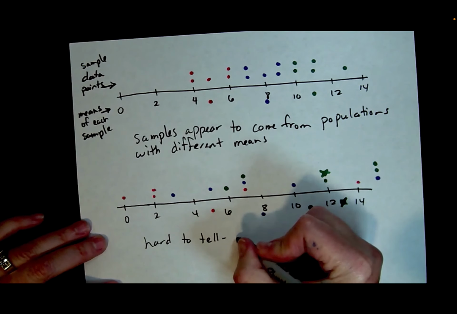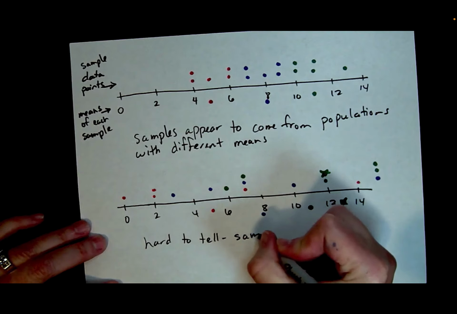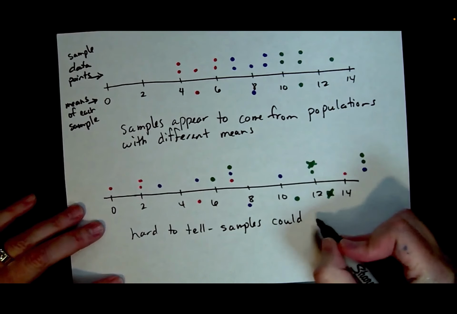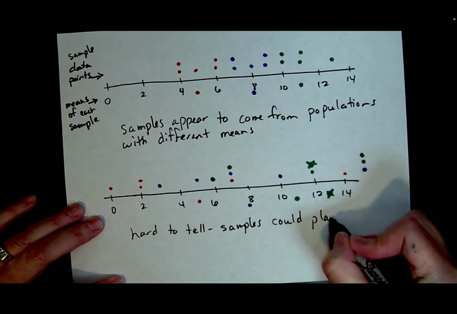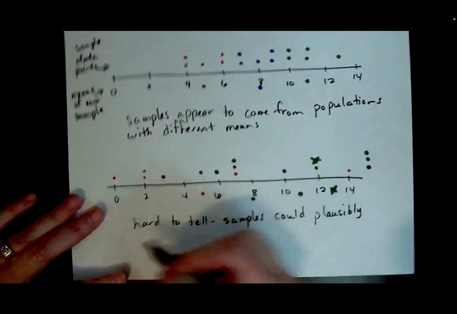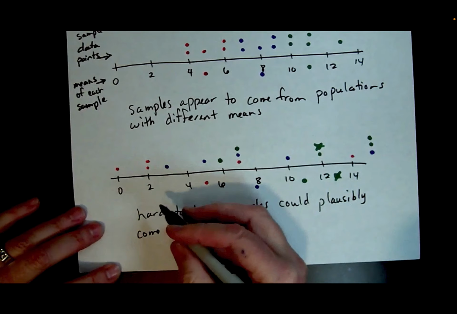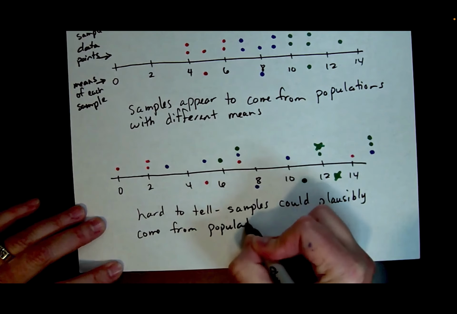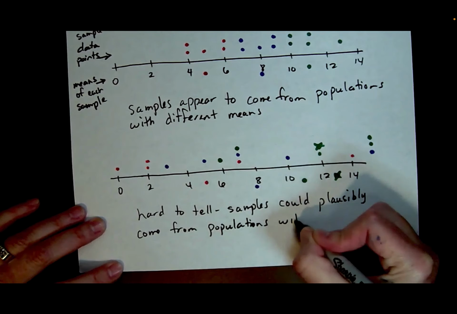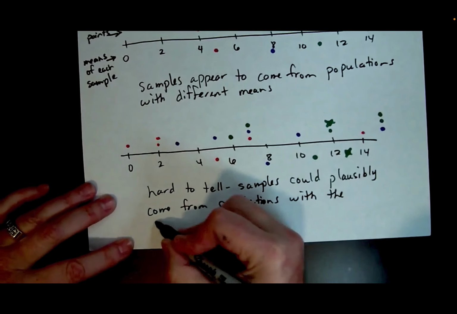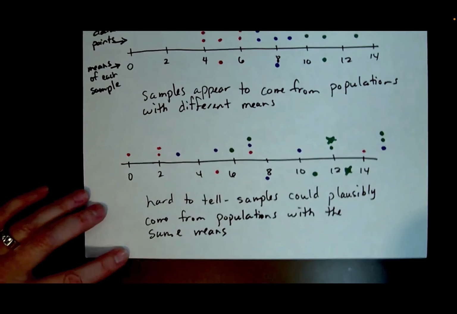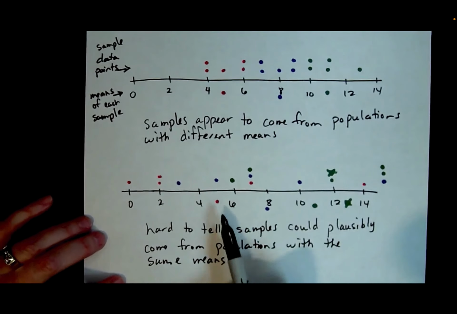The samples could, let's say plausibly, come from populations with the same means.